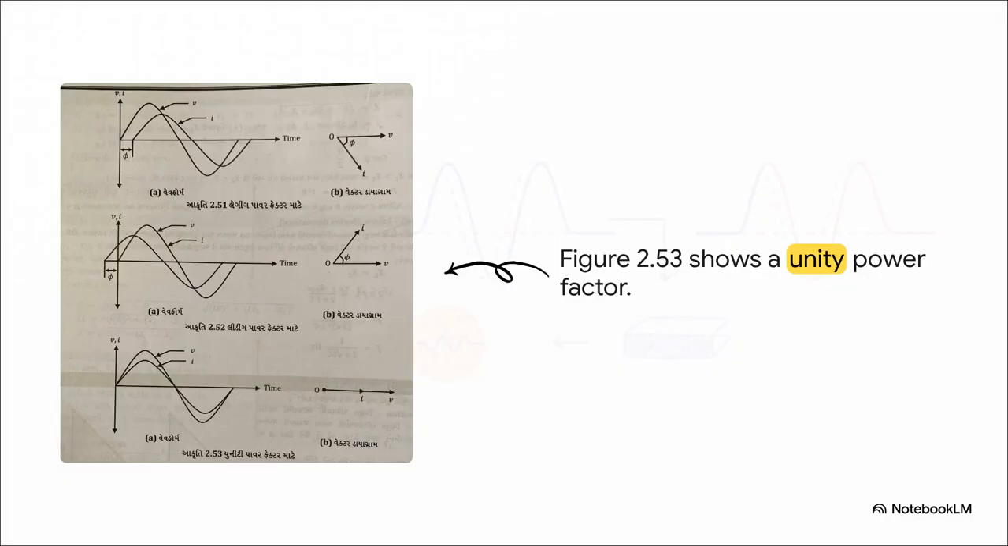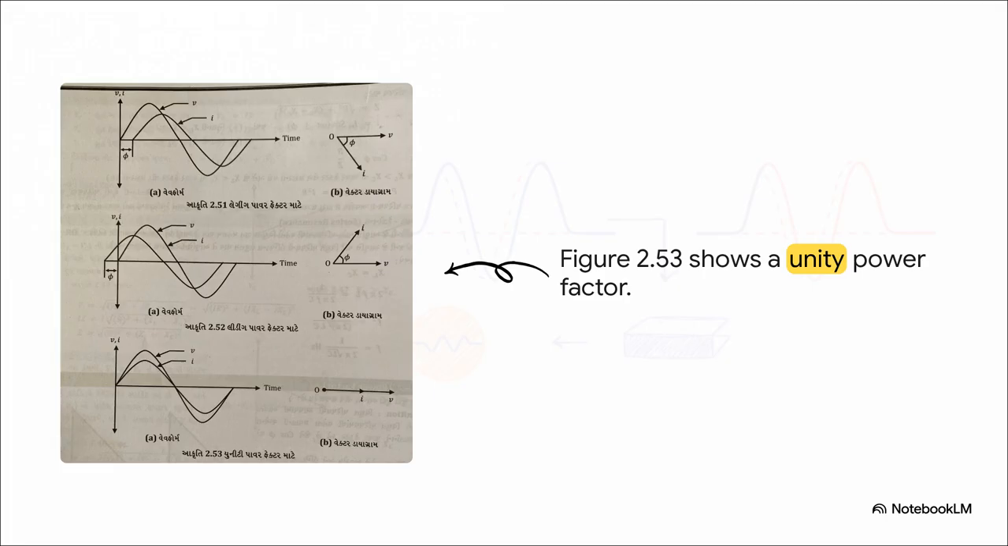And this brilliantly illustrates that perfect sync. On the waveform, the voltage wave and the current wave crest and cross the zero line at the exact same moment. They are completely overlapping in time. And the vector diagram confirms this mathematically too. The current vector and the voltage vector perfectly overlap right there on that single horizontal line. The angle between them? Exactly 0.